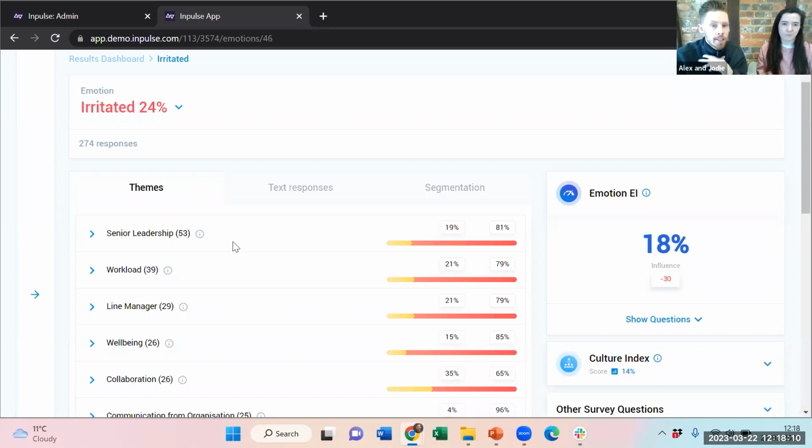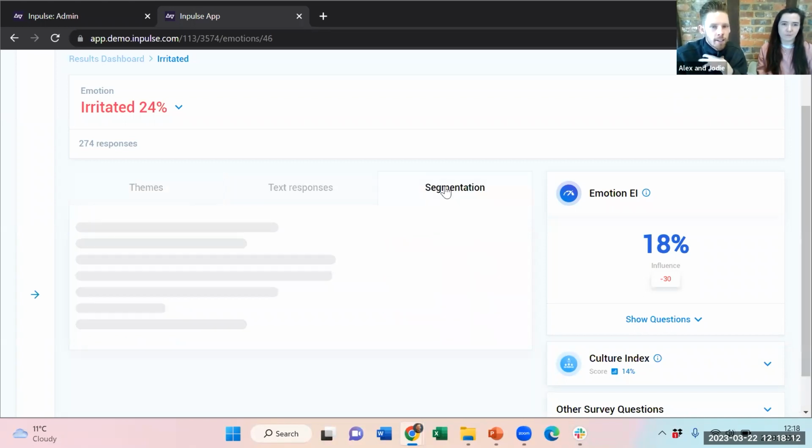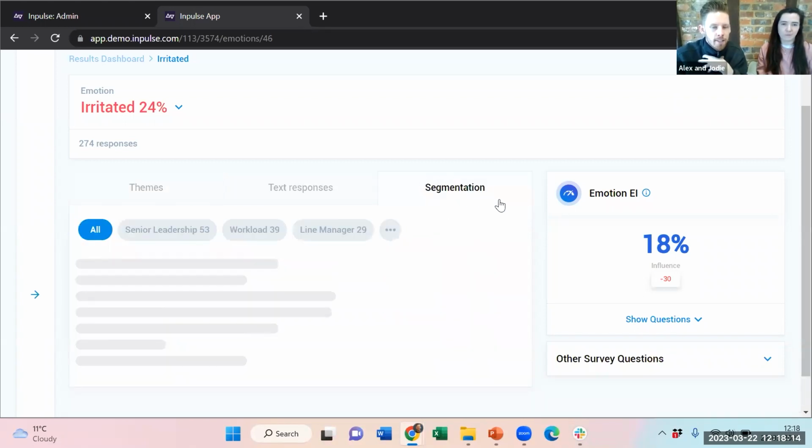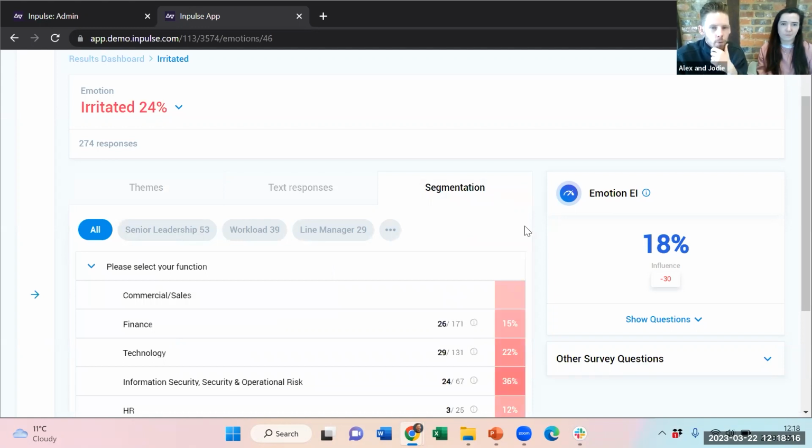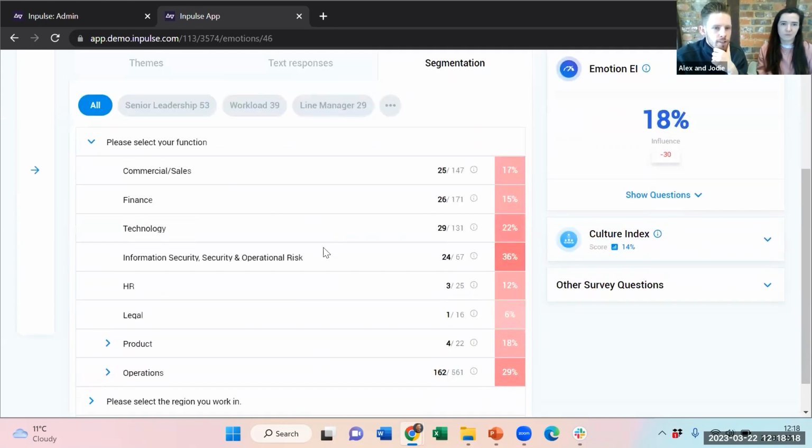Now it's, okay, who do I need to have the conversation with? Who do I need to target? To do that, we can break it down by segmentation. In this example, we've got the functions. You might have other segmentation questions on there, like job role, gender, length of service, etc. All of those you can break it down by. I'm going to focus just on this business area, and I can see here the functions where irritated is most dominant.